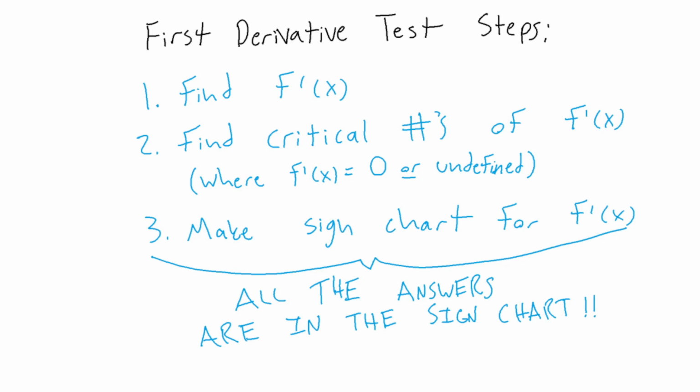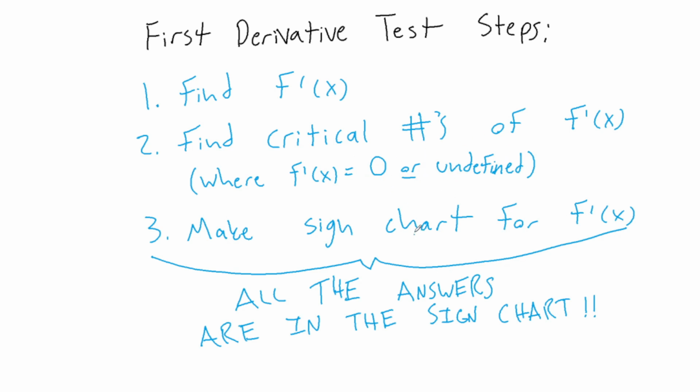If you're given f of x, sometimes you'll be given f prime of x from the start, but if you're given f of x, you first want to find f prime of x, or the derivative of f of x. And then you're going to find the critical numbers of f prime of x, which is wherever f prime of x equals 0 or it's undefined.